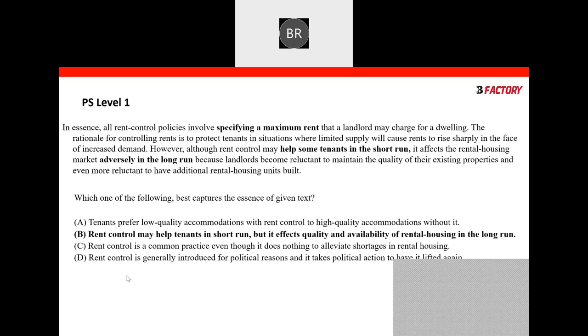Okay. 1 minute dena. And learn to be happy, my dear students. We excel in things which we are happy. So if you learn to say big no's, you will tend to get confidence in the exam hall, right? So option A is a clear no. Why? Because nobody prefers low quality accommodations. It's not said like that. Okay. So A is a no.